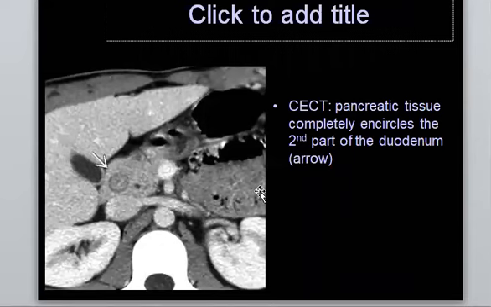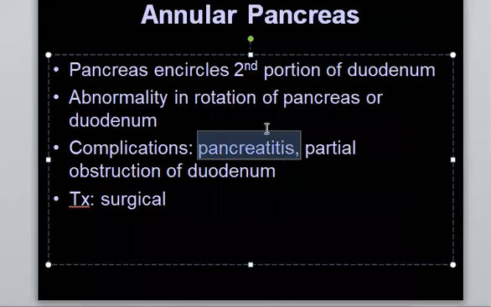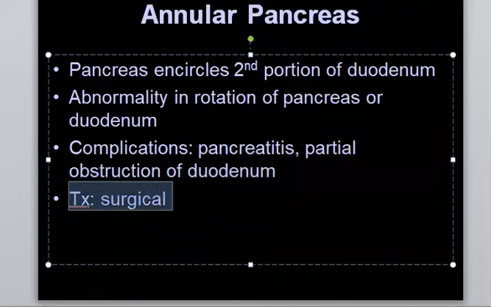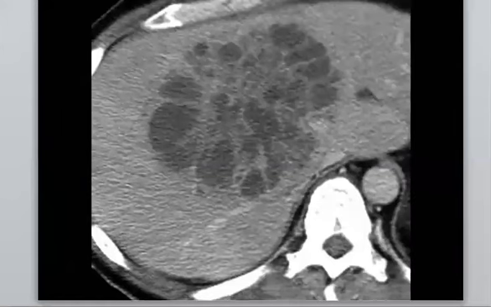It is surrounding the second part. Perfect. So this is what is called annular pancreas, which encircles the second part of the duodenum, an abnormality in rotation of the pancreas or duodenum. As for complications, be sure that you search for pancreatitis, and whether there is any obstruction of the duodenum, and the treatment is surgical. Okay, so let's go to another case.